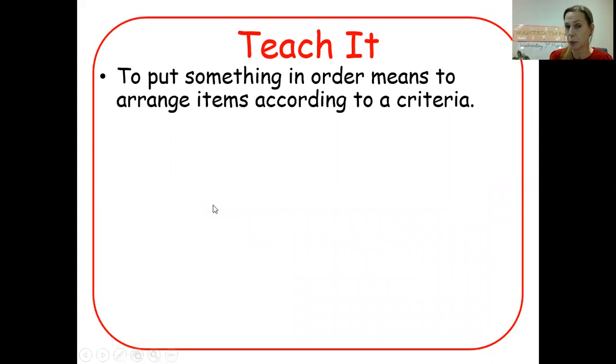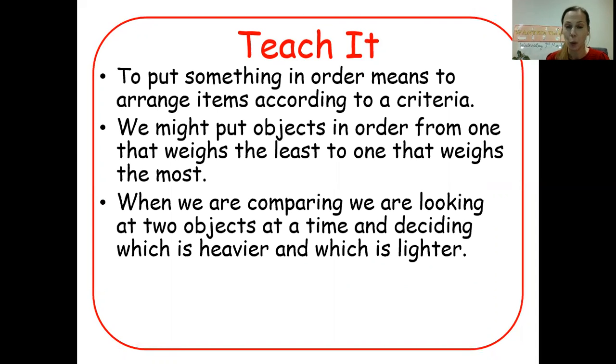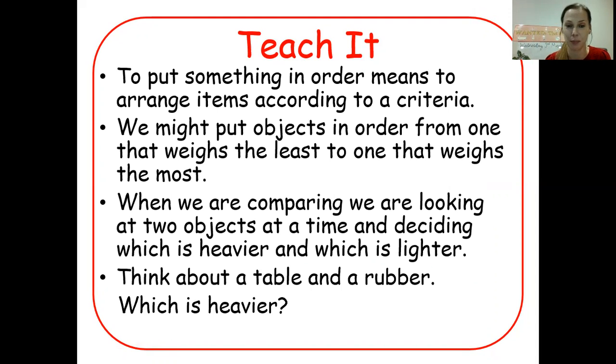To put something in order means to arrange items according to a criteria, like I just did. So we might put objects in order from one that weighs the least to the one that weighs the most. Sometimes you might want to go from the one that weighs the most to the one that weighs the least. When we are comparing, we are looking at 2 objects at a time and deciding which one is heavier and which one is lighter. Think about a table and a rubber.